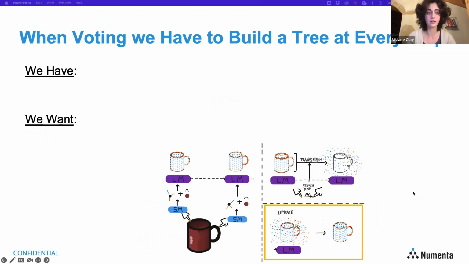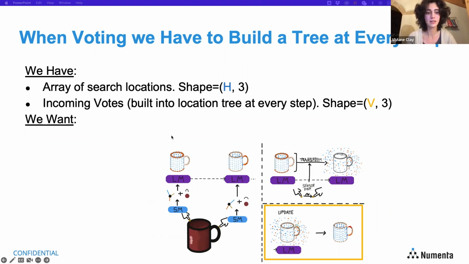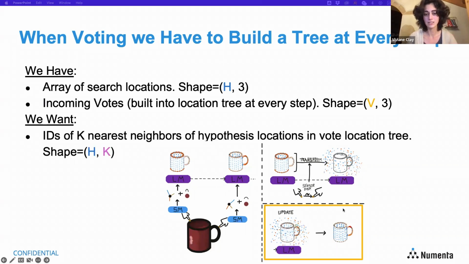So when we're voting, we have a very similar problem, but the main difference is that we have to build the location tree at every step from the incoming votes. So basically, we have a bunch of incoming votes, and we want to query in that space of the votes. So would it still be fast to build up this discretized voxel space at every step, or would you say something else would be better in that case?